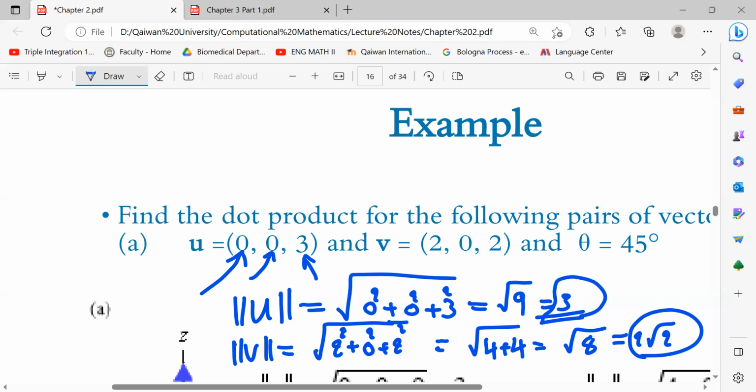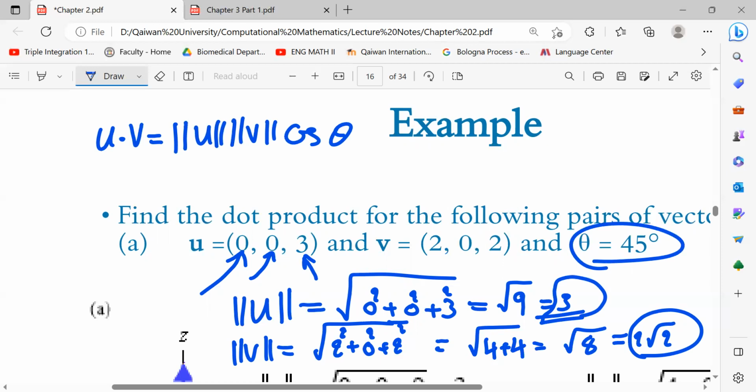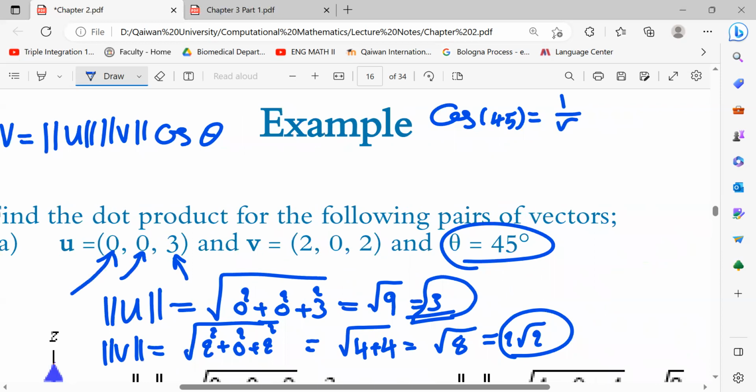How to find the dot product of u and v? We say u dot v is norm u times norm v times cosine theta. What's theta? Theta is 45. What's cosine of 45? Cosine of 45 is 1 over square root of 2 or square root of 2 over 2. Any of them. Let's see, it's 1 over square root of 2. Or you can say square root of 2 over 2. Both are the same. Any of these you can use.